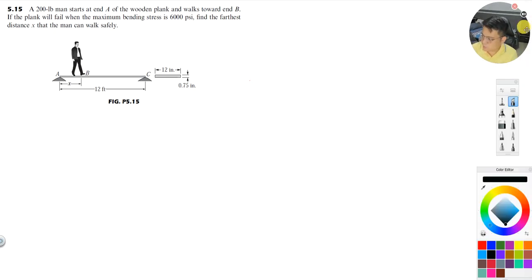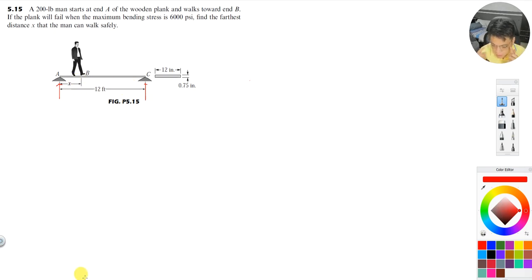For this one, it is still a matter of shear and moment diagram, but we need to solve for the reactions first. As I said, the reaction is just a fraction of the distances.